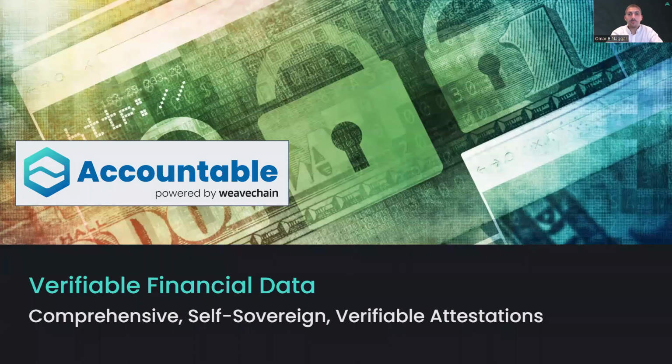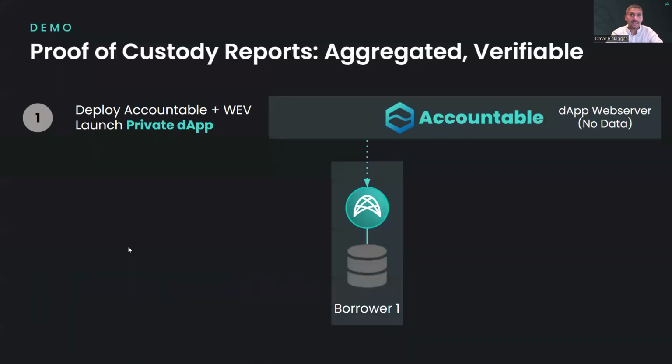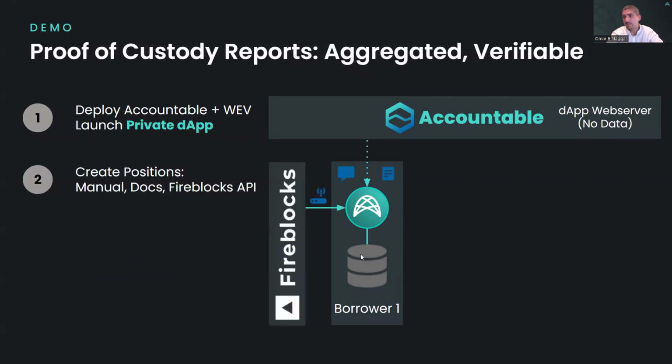I'm going to walk you through a demo of Accountable, our solution for verifiable financial data. What we're going to do here is start off with our private DApp web server for Accountable, which has absolutely no data on it, and connect it to the address of our borrower, the server that's on-prem holding all their data. Now, locally, they should feel very comfortable with inputting their access keys to things like Fireblocks, uploading manual positions, because again, none of this is leaving their firewall.